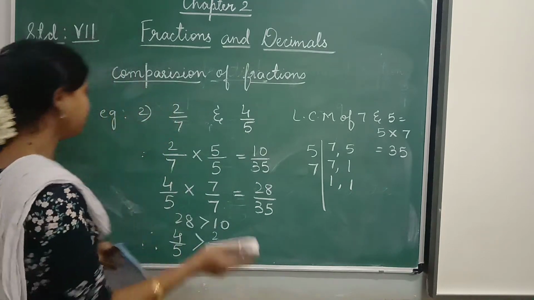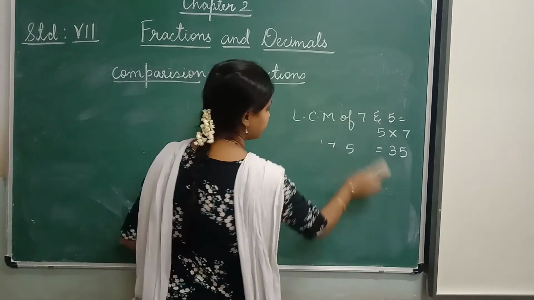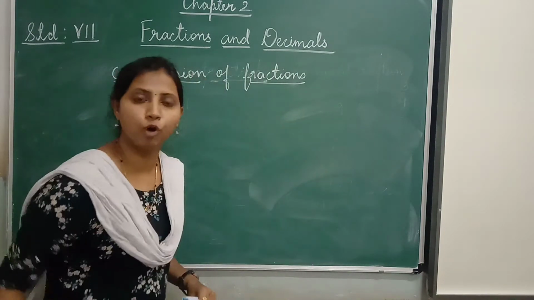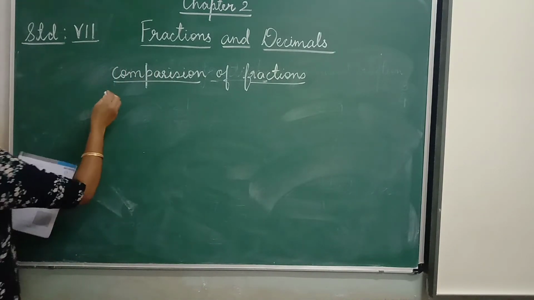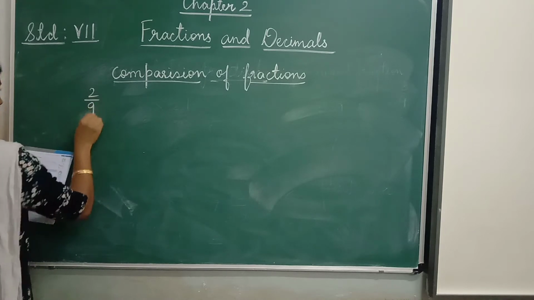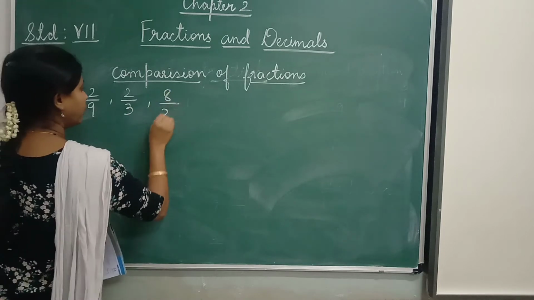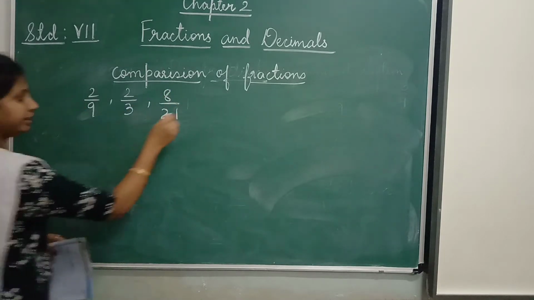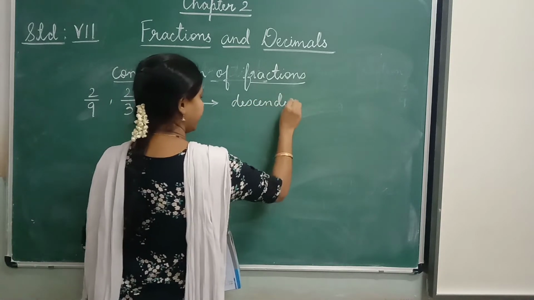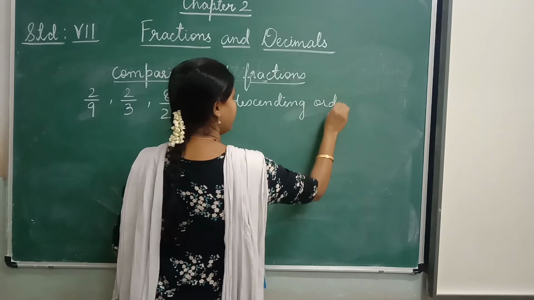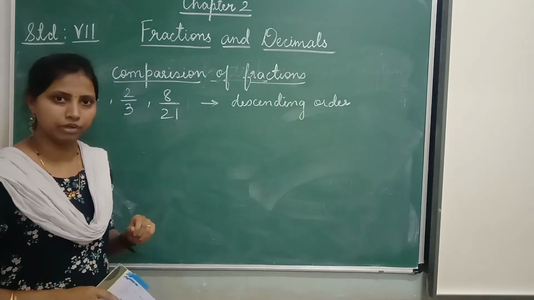We will take one more example, that is how to write the descending form of fractions. For example, 2 by 9, 2 by 3 and 8 by 21. You have to write these fractions in descending order. Descending order means, children, big to small you have to write.